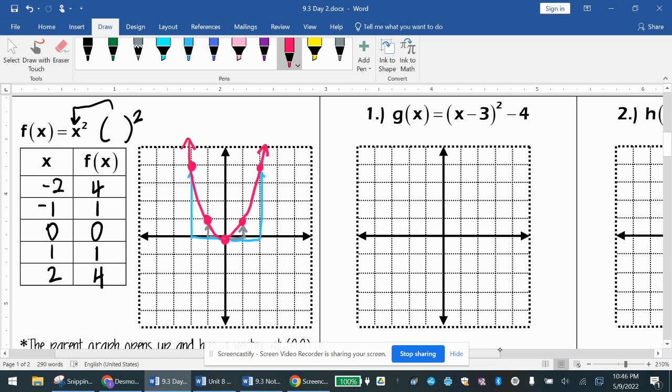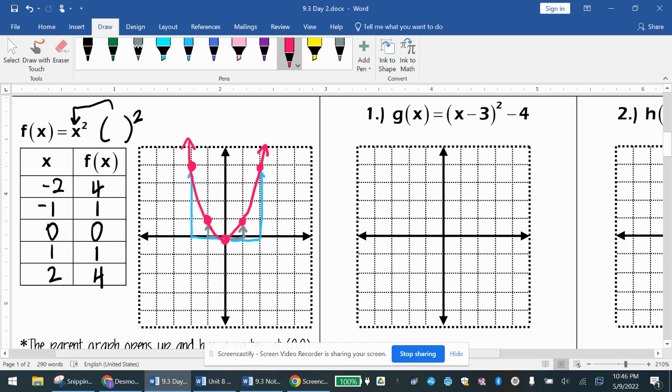All right, so here's what we're going to do. Okay, guys, remember that pattern. Right 1, up 1, right 2, up 4 from the vertex. So 1, 1, 2, 4 is the pattern, okay, guys?